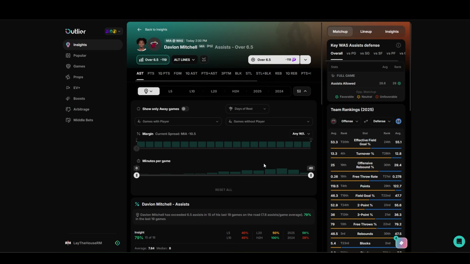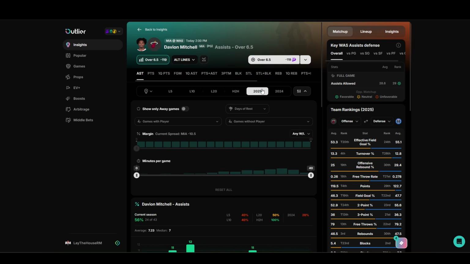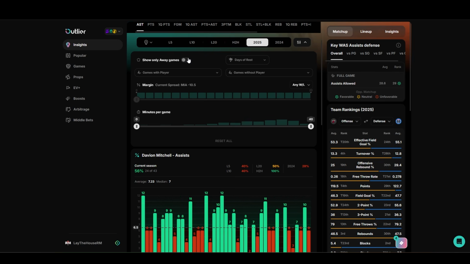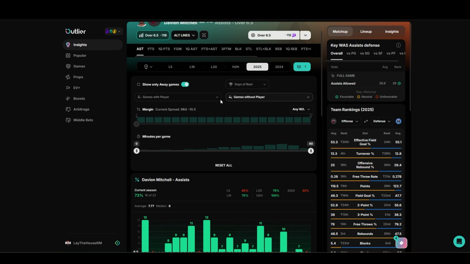So we'll look at the player card here, and we'll scroll down. You see it's just showing what the insight is showing me, so like the 15 out of 19 games. So then I'll actually backtrack it a bit, and I'll go look at the full season. Then I'm going to filter for away games. So, okay, he's gone over this number in 16 out of 22 away games this year. That's solid, right? But then I also play with these other filters, the games with and the games without players.